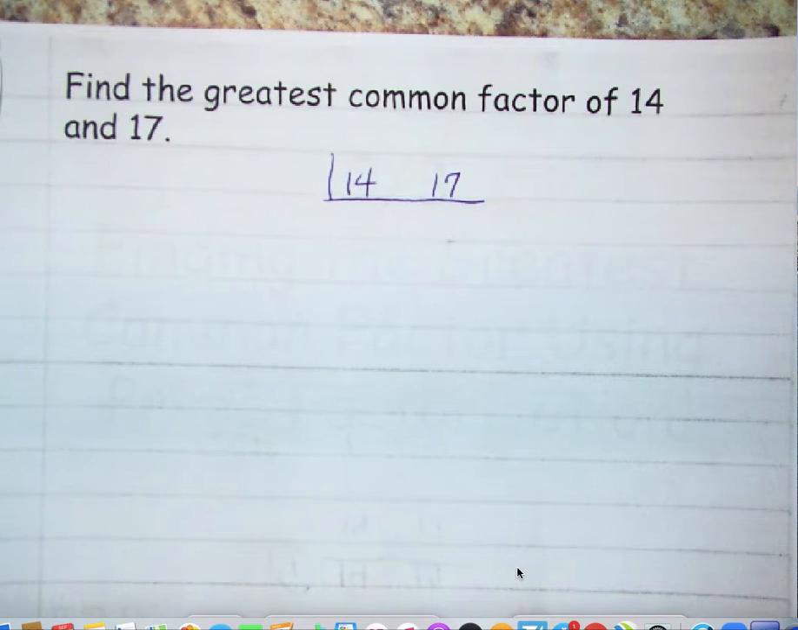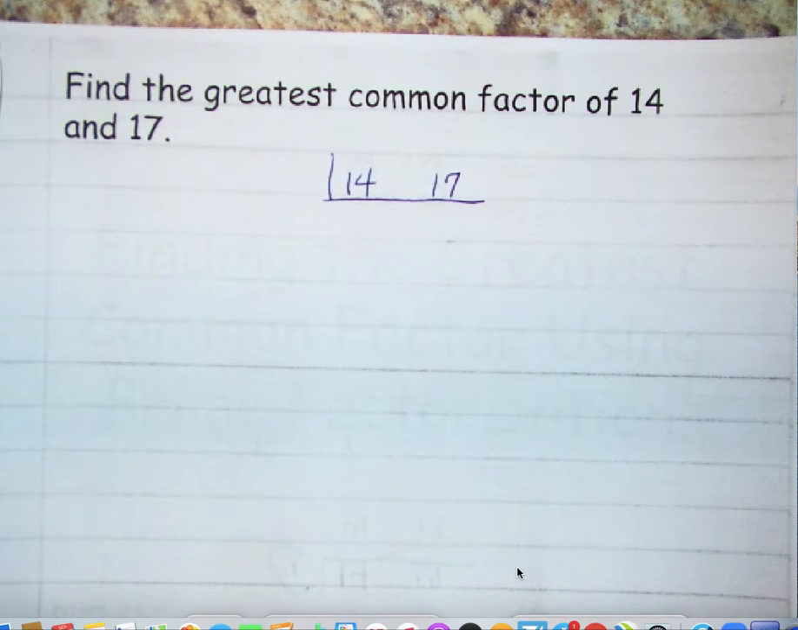5, 17 doesn't end in 5 or 0. So that tells me it's not a multiple of 5. 6 times 2 is 12. 6 times 3 is 18. So that doesn't work. 7 times 2 is 14. 7 times 3 is 21. So 7's not a factor of 17. 8 is not 1. 9 is not 1. 10 is not 1. Okay?